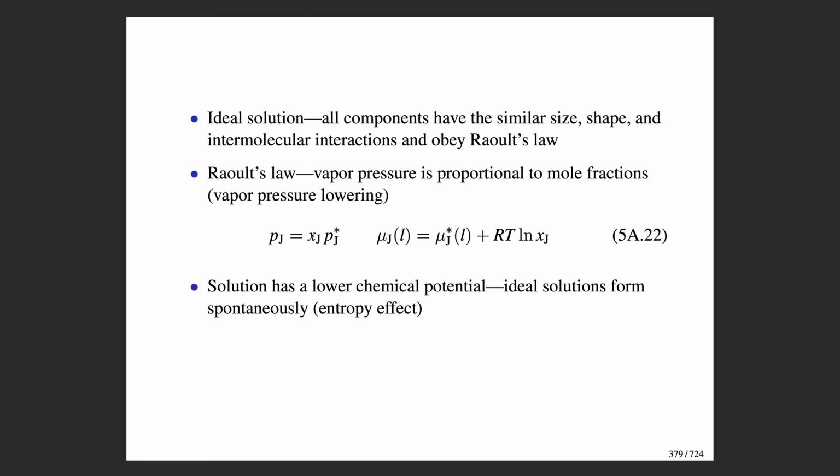It's equal to the vapor pressure of the pure component weighted by the mole fraction of that component in the liquid phase, right? The mole fraction varies between 0 and 1. For a pure liquid, it's 1. So of course the vapor pressure for a pure liquid would equal the vapor pressure for a pure liquid. When that component is very dilute, this number goes down to 0. The vapor pressure of that component goes to 0.